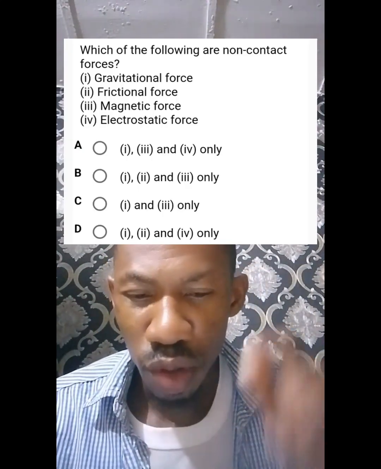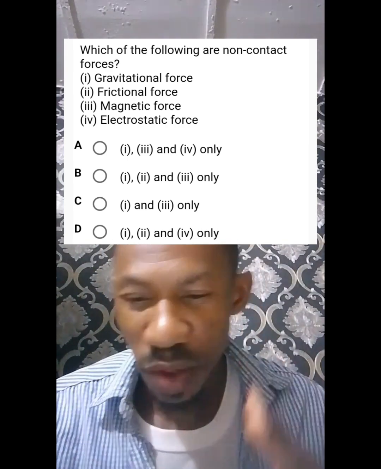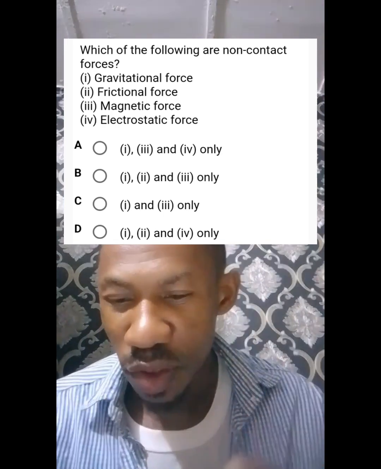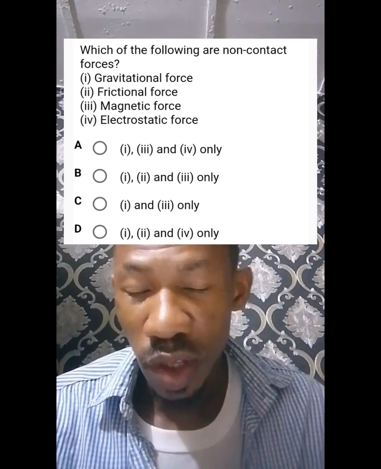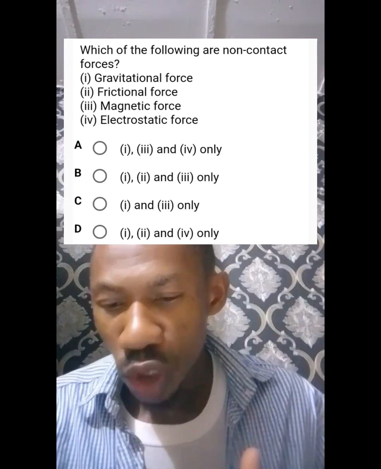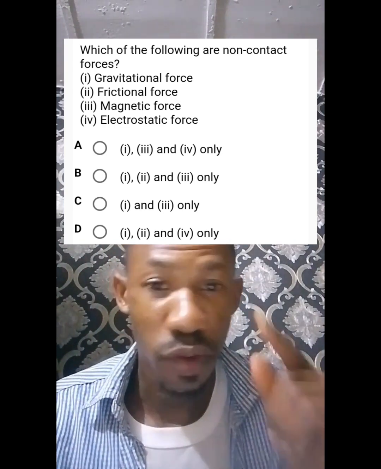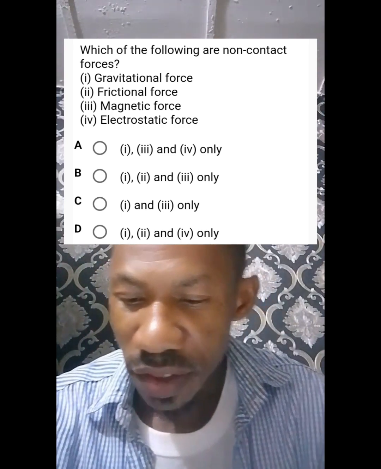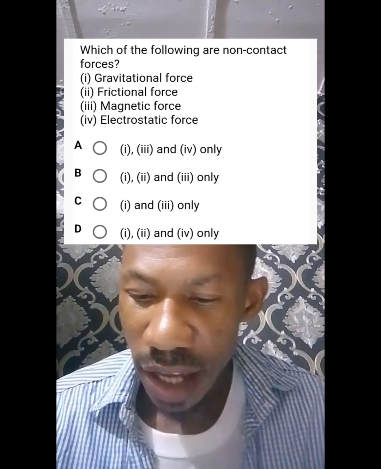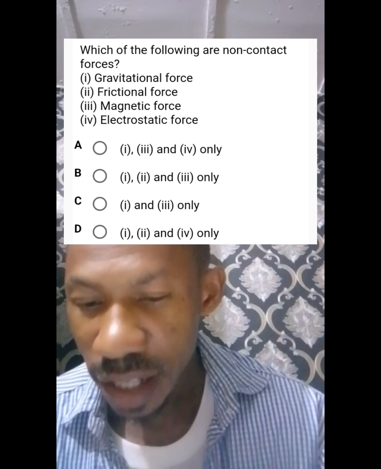The first question is, which of the following are non-contact forces? One, gravitational force. Two, frictional force. Three, magnetic force. Four, electrostatic force. Now they've given us options. Which of these options are referred to as non-contact forces? I explained them in the previous video. A, I and III. B, I and II. C, I and II only. And D, I and IV.